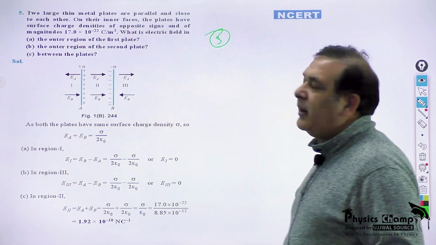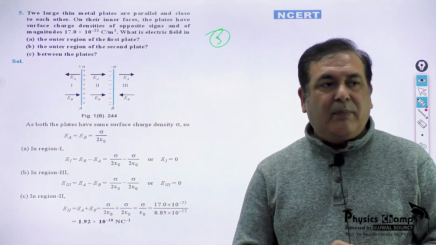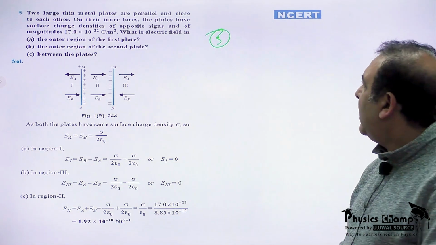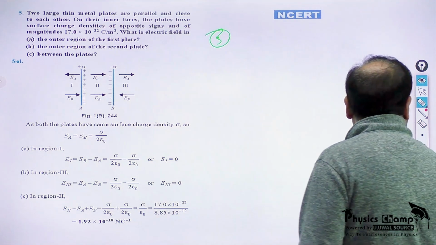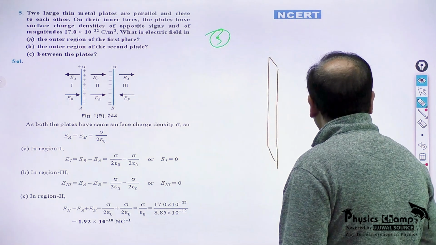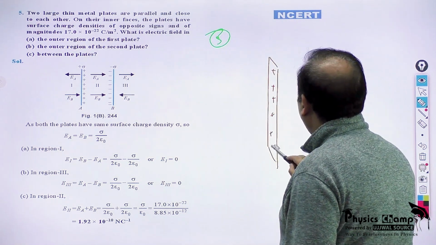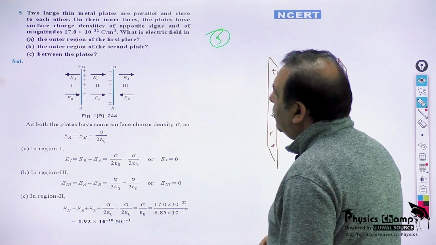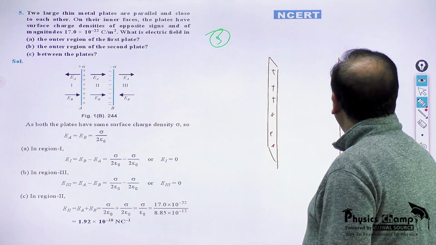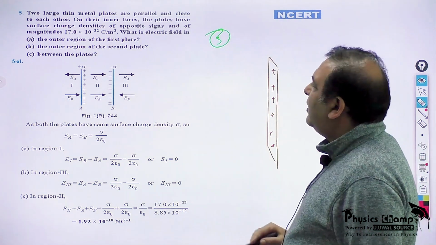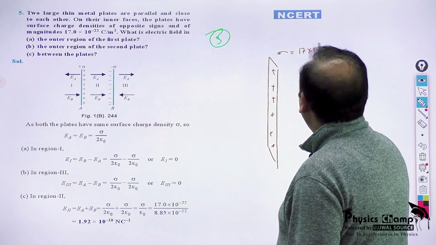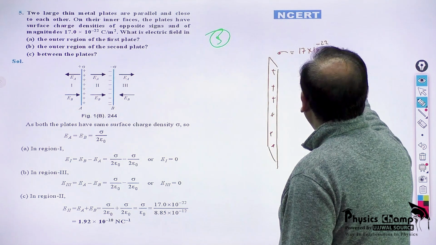Question number 5 of NCERT. It is again about plane charge sheets. Two large thin metal plates are parallel and close to each other. On their inner faces, the plates have surface charge densities of opposite sign, and both have density 17 into 10 to the power minus 22 coulomb per meter square.